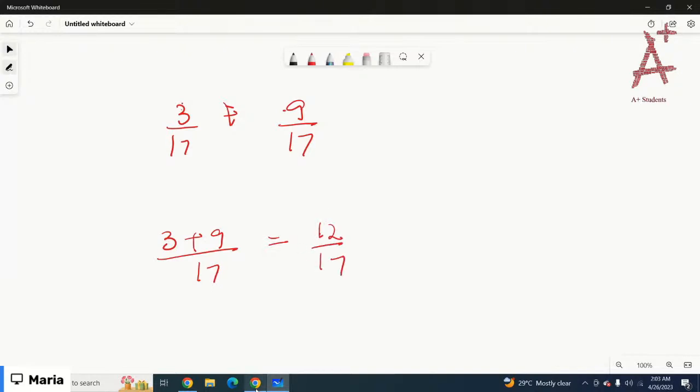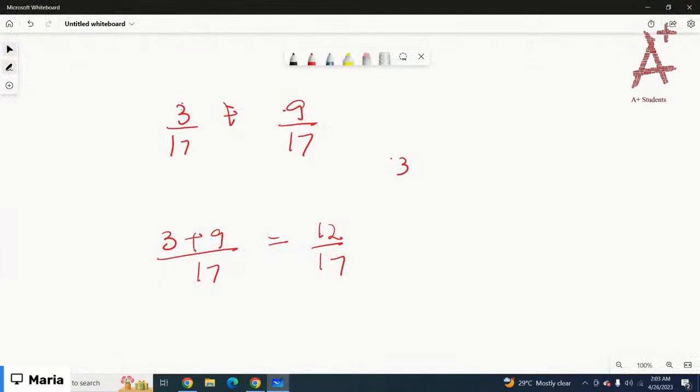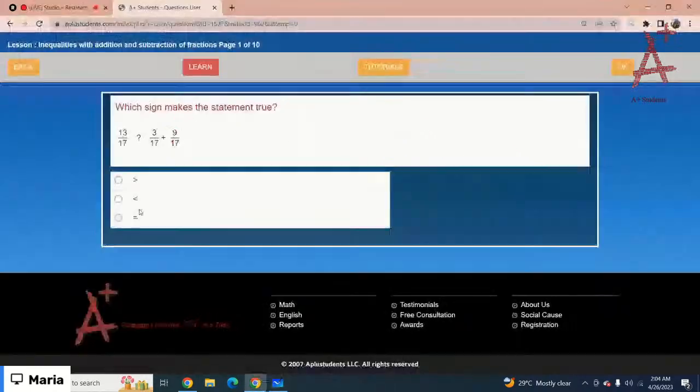So you have to compare it to 13 over 17. You need to compare 13 by 17 and 12 by 17. Both of the fractions have the same denominator, so you simply need to compare their numerators. Obviously 13 is greater than 12. Got it? That means 13 over 17 is greater than 12 over 17. So the correct option is greater. Option number 1 is the correct option.